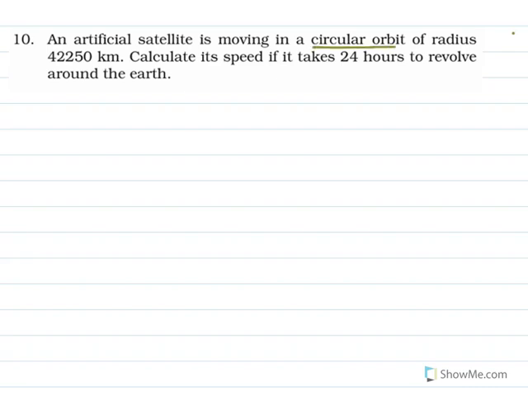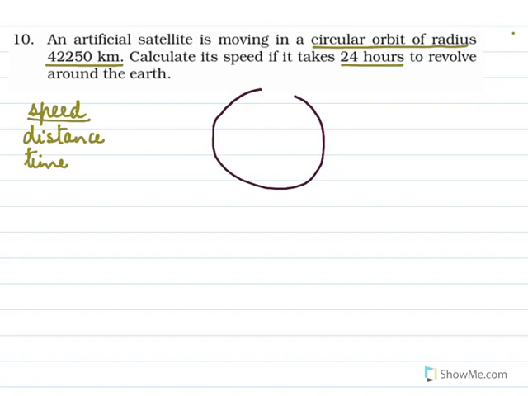An artificial satellite is moving in a circular orbit of radius 42,250. Calculate its speed in 24 hours. So to calculate speed, we require two things: distance and we require time. Now this is an object that is moving in circular orbit, and the distance traveled will be given by the circumference. So distance equal to circumference, which is 2 pi r.